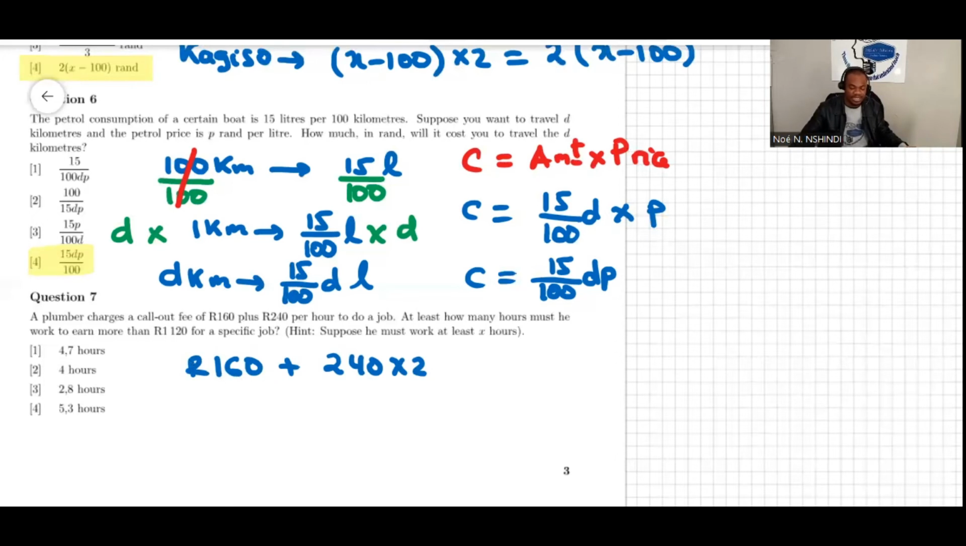Now we don't know how many hours he worked to get this amount of 1,120. So we're going to say X. That's why they give us a hint here. Let's say you work X hours. It could be any variable, it can be H to mean hour, it can be A or whatever it is. But they said, let's say X is the amount of hours. So all this must make 1,120 rand.